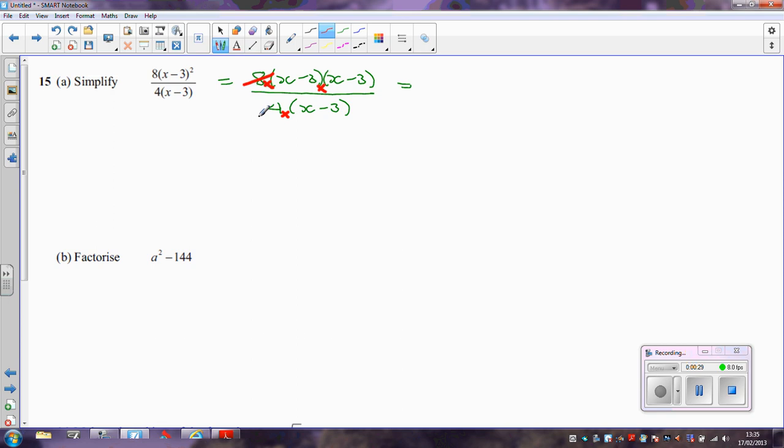I can first of all cancel the 8 with the 4, well that just becomes 1 and 2, and I can also cancel one of those x minus 3's with an x minus 3 on the bottom. So I'm left with, on the top, just 2 brackets x minus 3, and on the bottom, nothing. So it's just 2 brackets x minus 3.